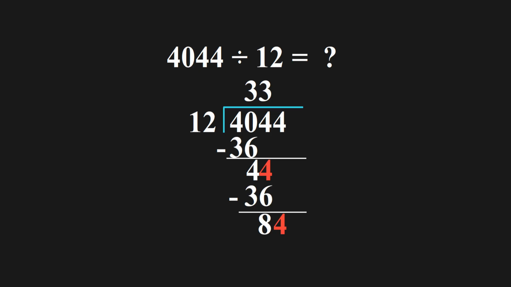How many 12 are in 84? The answer is 7. Now multiply 7 by 12, which gives us 84. Draw a line and subtract. The subtraction result is 0. The last result is 337. And this is our final answer for this problem.